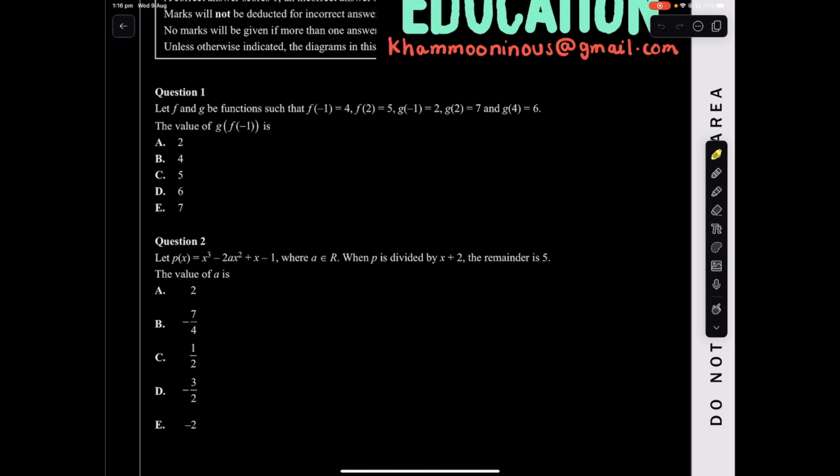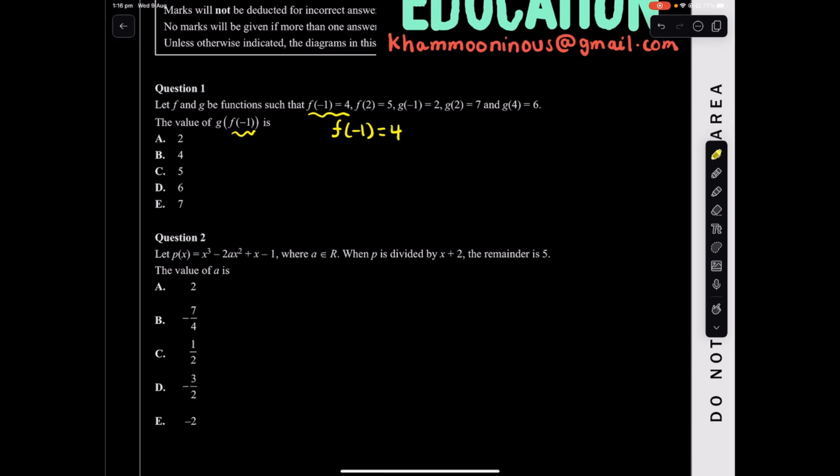Okay, so first what I'm going to do is find what f of negative 1 is. So what is f of negative 1? Well, if you look, f of negative 1 is over here. It's equal to 4. So now rewrite the function. Because now we know that f of negative 1 is 4, we're going to put 4 inside the function. So what is g of 4? Well, we know that g of 4 is 6. So your answer should be 6.